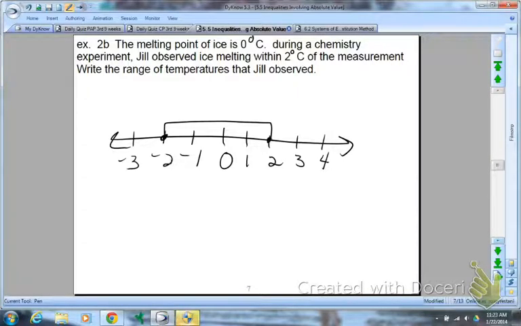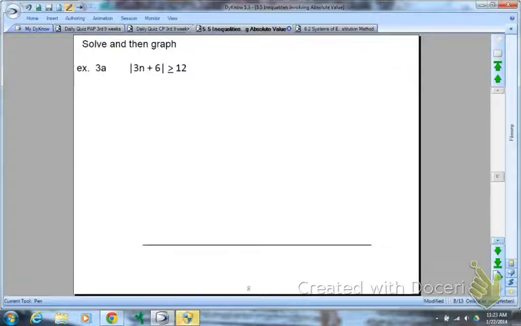What was the one before that? Absolute value of 3n plus 6 is greater than or equal to 12. Now, less than or equal to, we use the word "and," and the graph came in together like this. When we have a greater than or equal to, it's an "or." Now think back to 5.4. What did an "or" look like, the graph? They went in opposite directions.